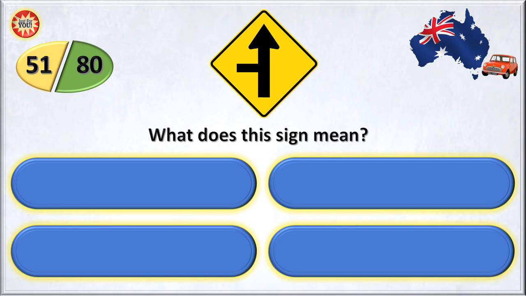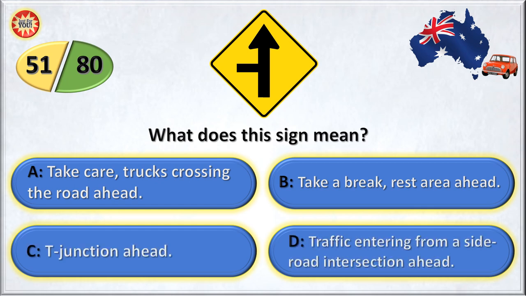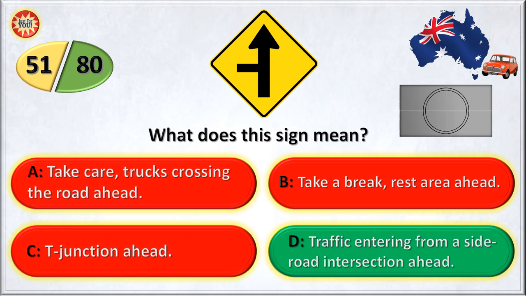What does this sign mean? Take care, trucks crossing the road ahead. Take a break, rest area ahead. T-junction ahead. Traffic entering from a side road intersection ahead. Traffic entering from a side road intersection ahead.